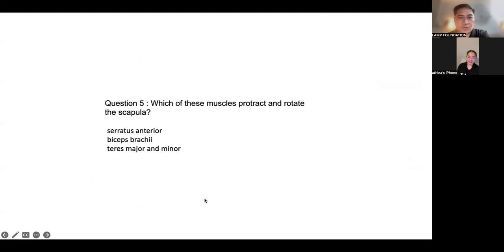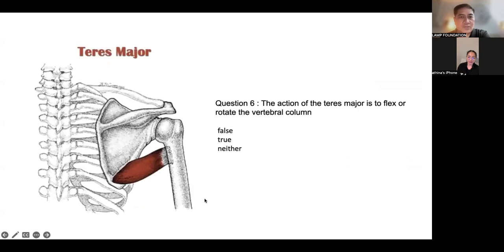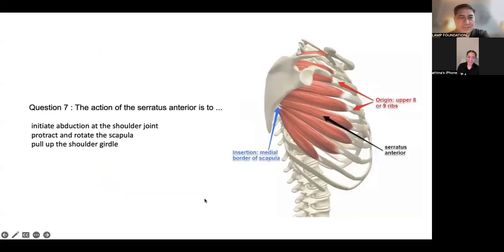Which of these muscles protract and rotate the scapula? The serratus anterior. The action of the teres major is to flex or rotate the vertebral column. True or false? False. The answer should be extension and internal rotation of the humerus. The action of the serratus anterior is to retract and rotate the scapula.